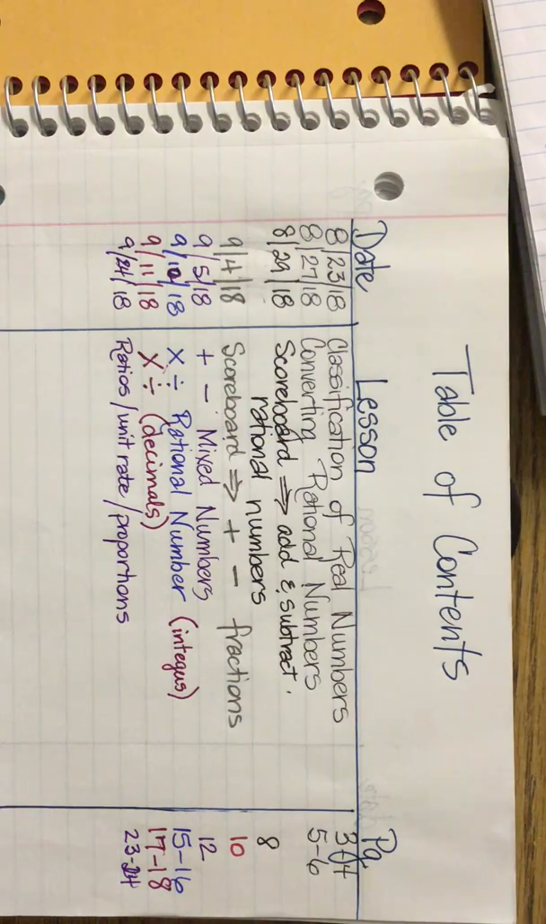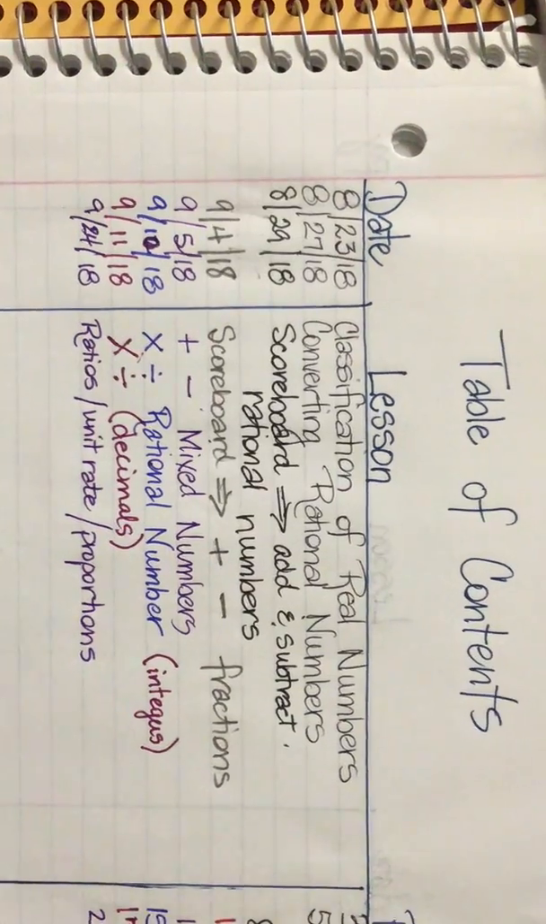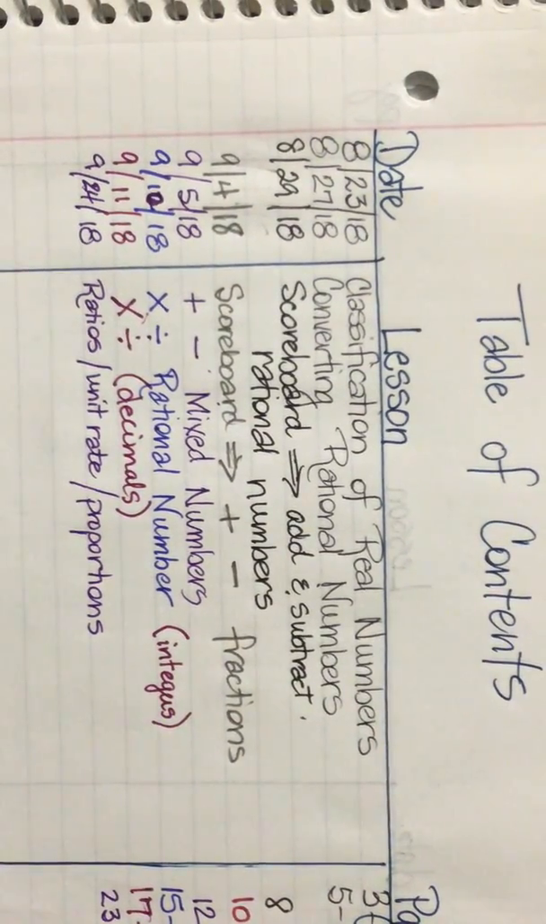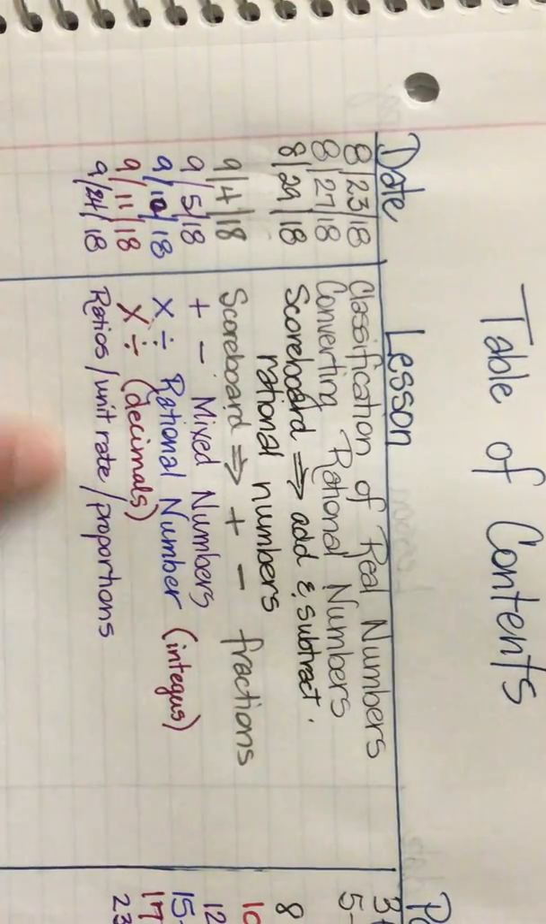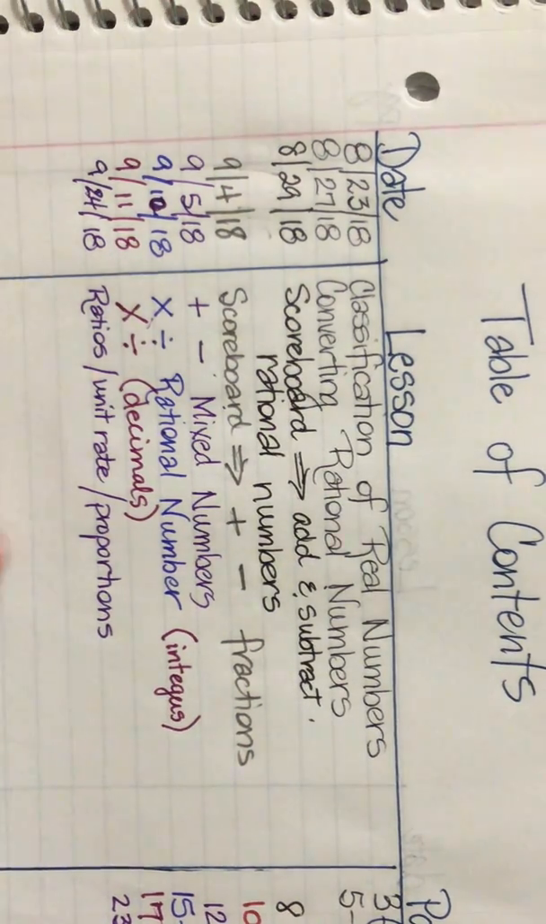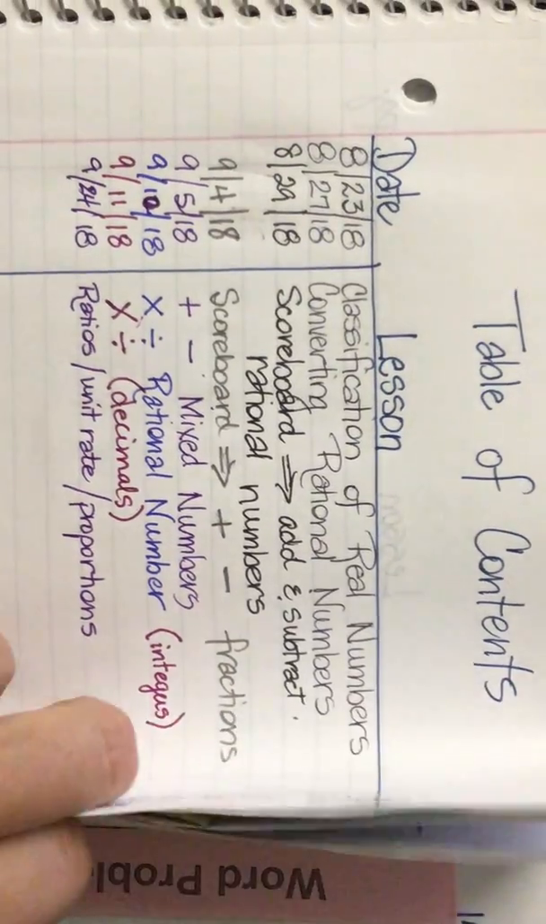We are going to start proportions. I love proportions. They're fun. I have a great strategy, something that will hopefully make it easy for you. But I want to start off with ratios, unit rate, and proportions. It's really all the same thing, okay? So you can pause this, but I'm going to move to page 23 and 24.